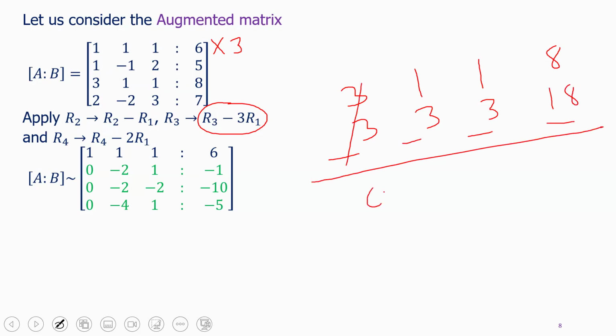So 3 minus 3 is 0. 1 minus 3 is minus 2. 1 minus 3 is minus 2. And 8 minus 18 is minus 10. So now we have the third row.